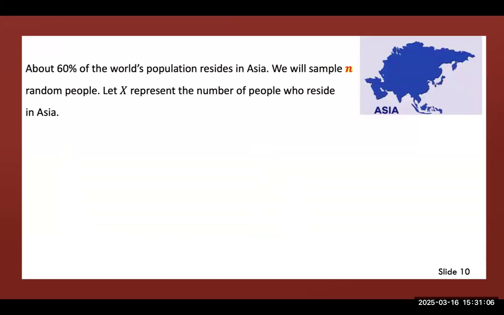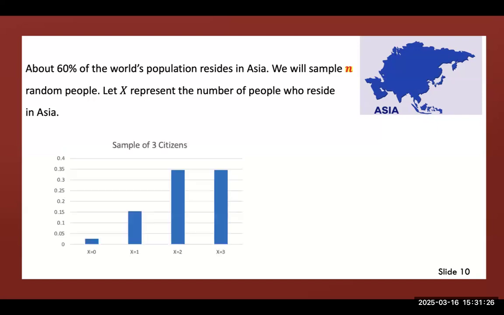About 60% of the world's population resides in Asia. Suppose we sample different amounts of random people. We're going to start with 3. Suppose we sample 3 random people from the world, and we just ask them, where do you live? And we count how many say Asia. That's what X is going to represent. So if 60% instead of 10% resides in Asia, the probability distribution for a sample of 3 citizens, with the small sample, looks left skewed.